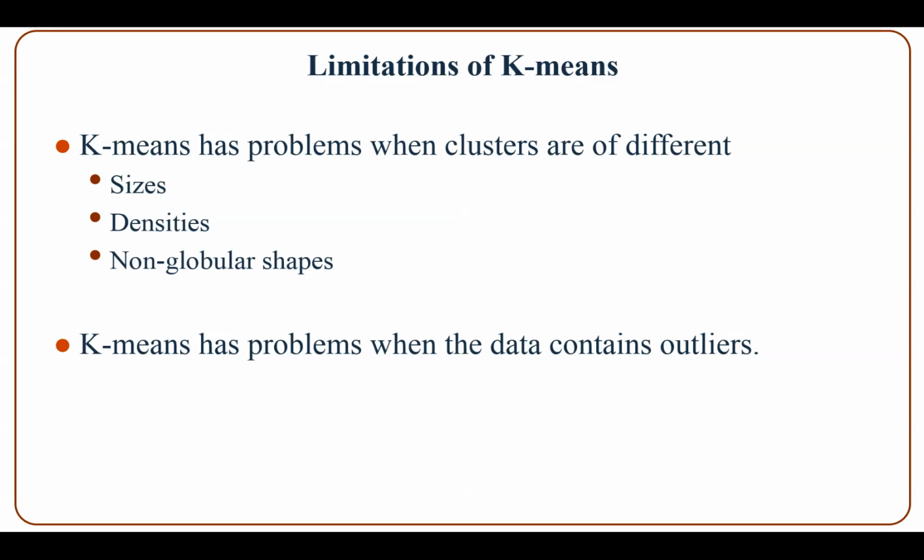K-means has problems when clusters are of different sizes, densities, and of non-globular shapes. It also has problems when the data contains outliers.